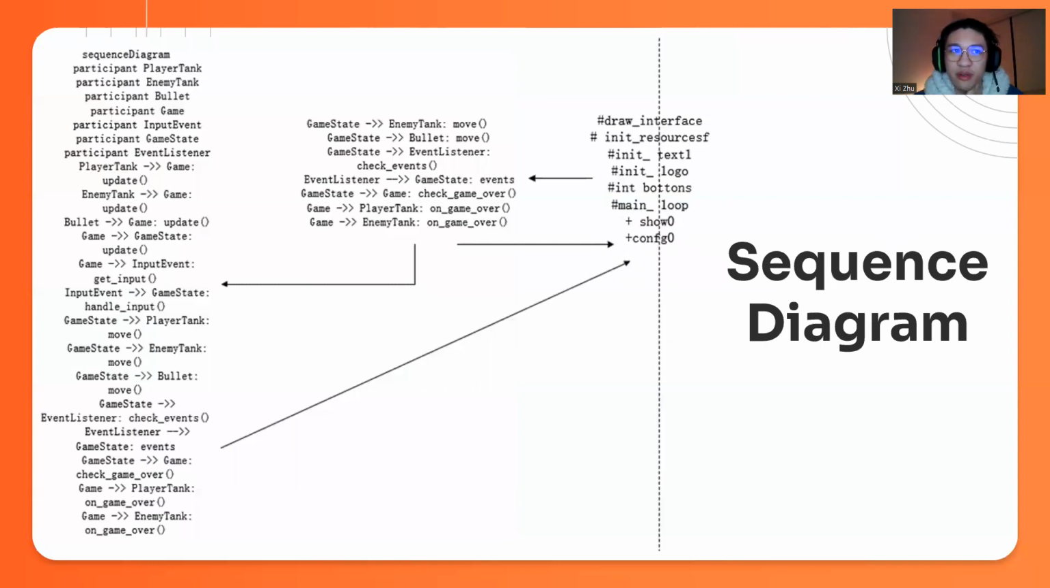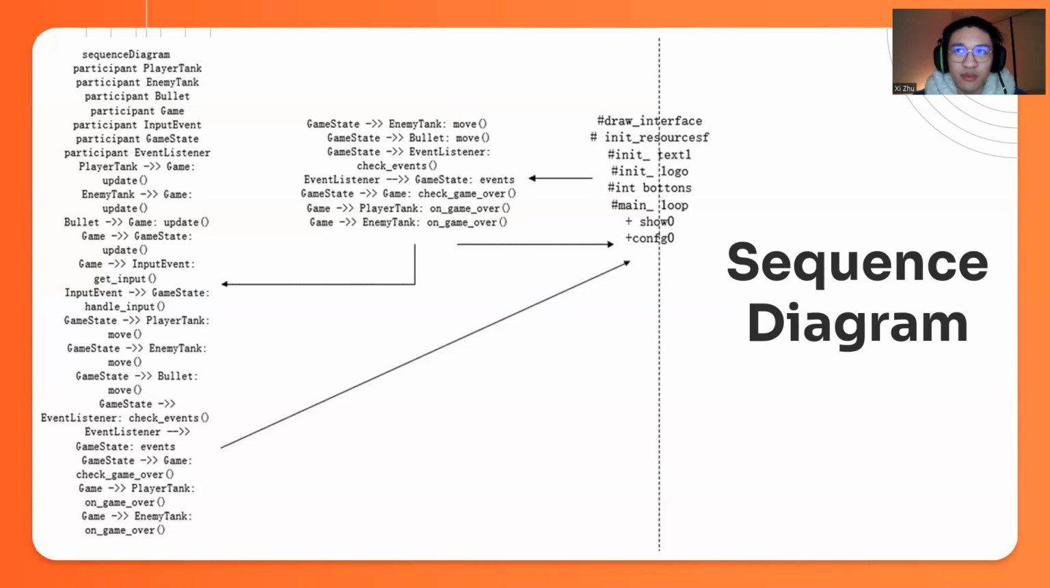And this sequence diagram shows the major actors and their interactions. When the player presses the button, the player tank object updates its direction and stacks. Player tank objects and enemy tank objects are all then updated, sorry, updated with their position and orientation on the game canvas.